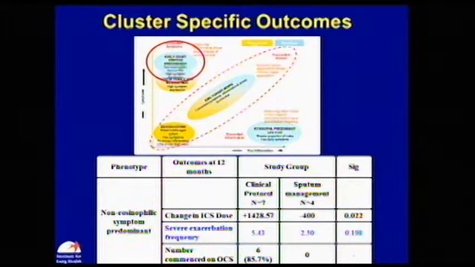If we look at the group in the top left-hand corner with a lot of symptoms who are non-eosinophilic, then the results were very different. So this group of patients had a lot of exacerbations. In the clinical protocol, in spite of escalation of corticosteroids and addition of oral steroids, they continued to exacerbate. The patient in the sputum management group didn't improve, they still exacerbated, but nevertheless we were able to reduce their dose of inhaled corticosteroid without any harm and prevent them going on oral steroids.